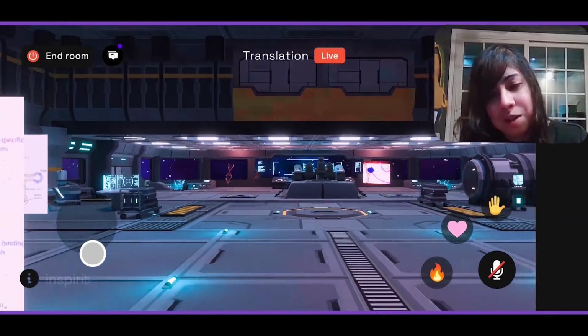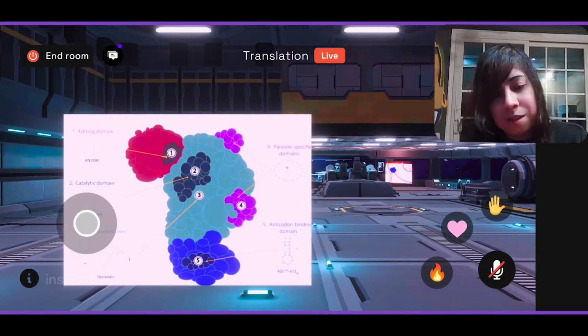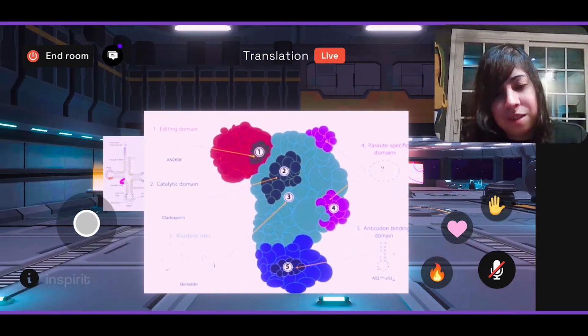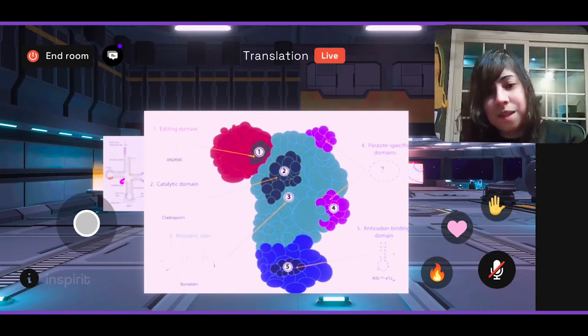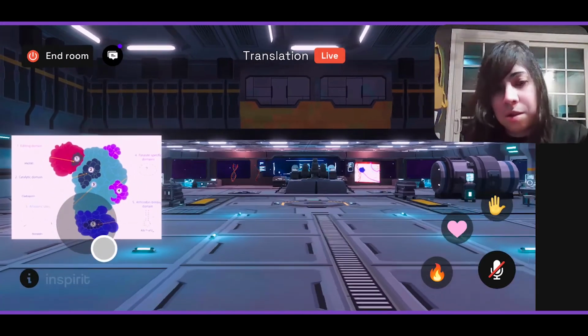So as we continue along the spaceship, we're going to come across the aminoacyl tRNA synthetase. And this is basically an enzyme that helps attach amino acids to the corresponding tRNA.